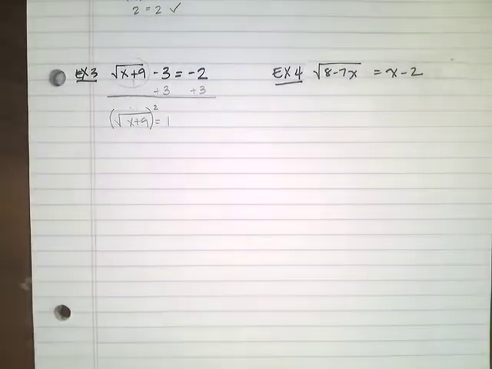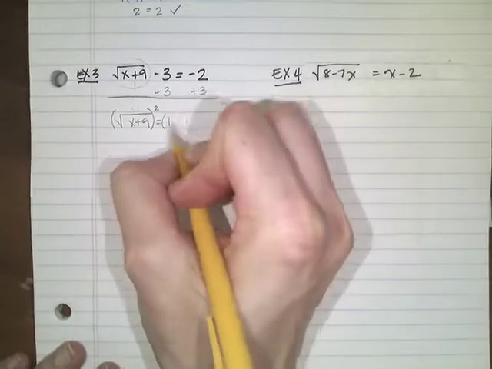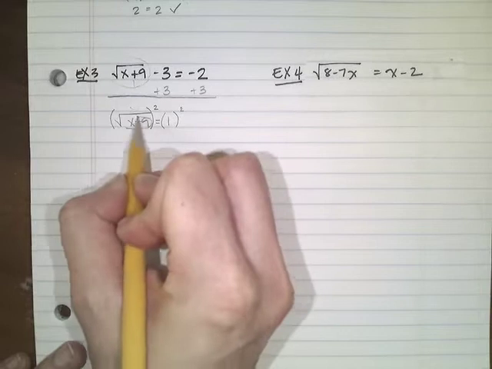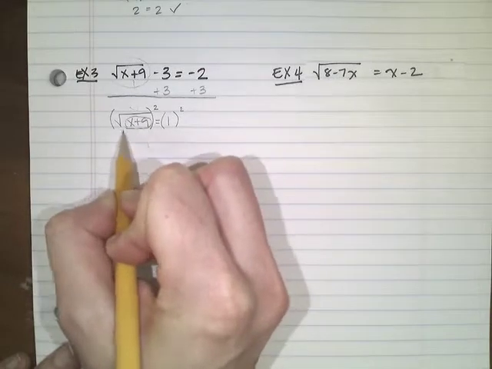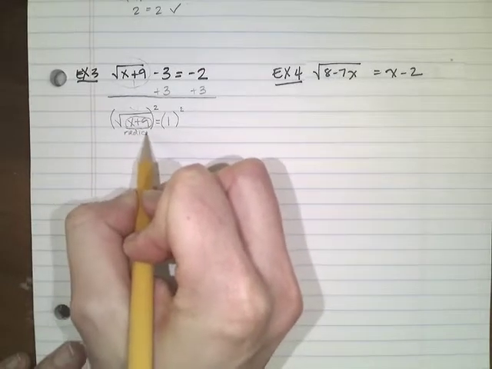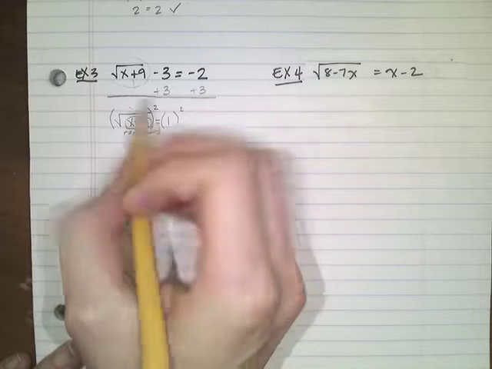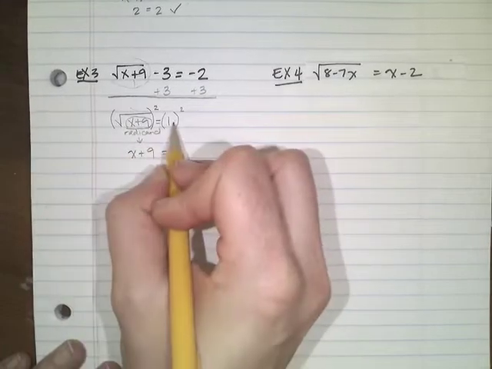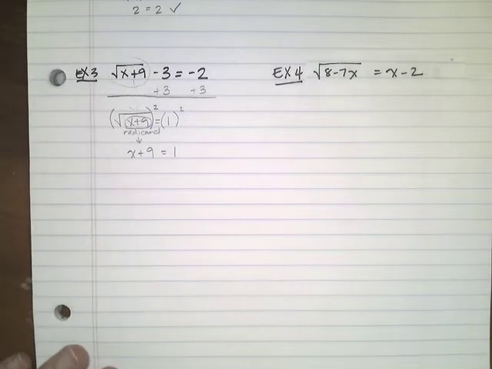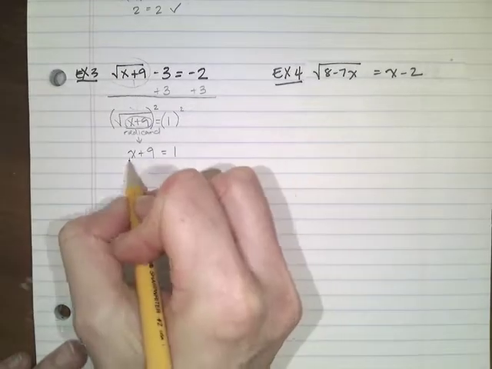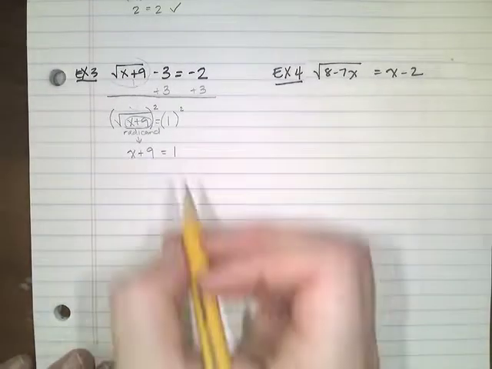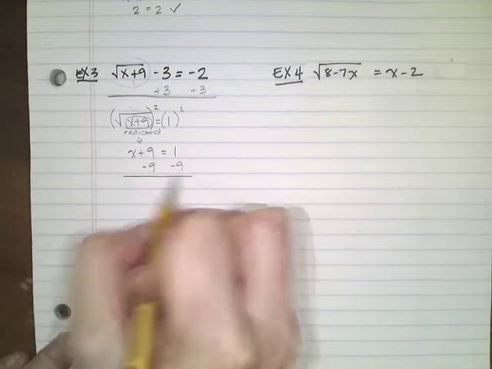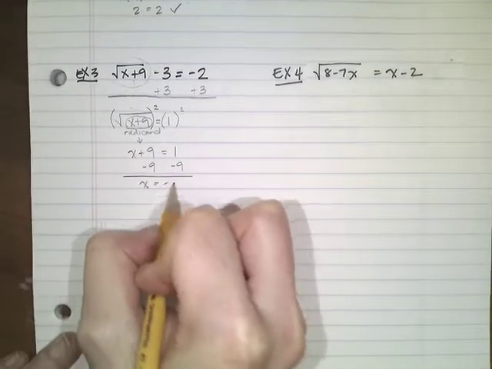Then, to unlock the radical, I want to square it. And if I square the left-hand side, I need to square the right-hand side. When I do that, everything that's under the radical, we call this part the radicand, literally just falls out, and it becomes x plus 9. The square of 1 is just 1. Now I'm going to solve this like any other linear equation. Subtract 9 from both sides and get x equals negative 8.